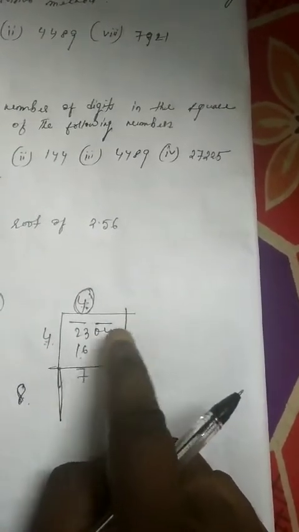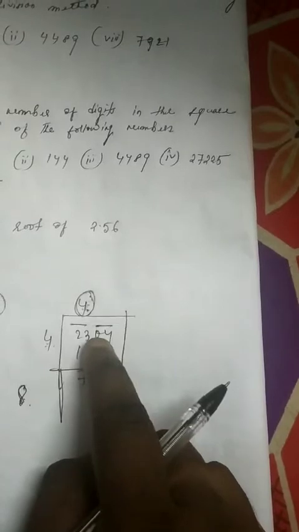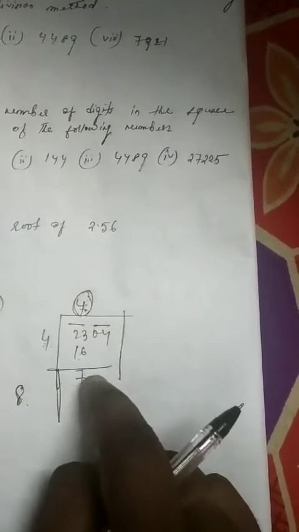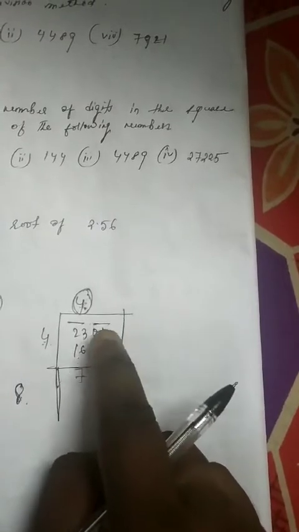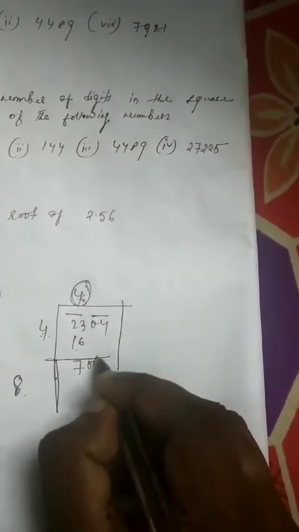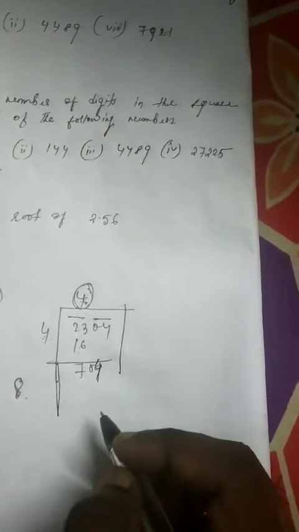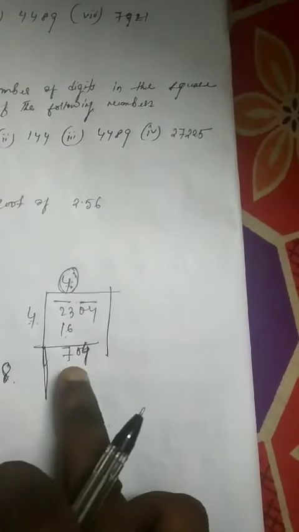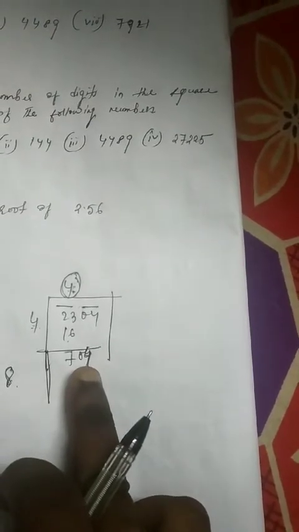So here, the pair of numbers will come down. 0 is a single number, so it cannot come down alone. I have to take the pair of these numbers. Both 0 and 4 will come down. So now I have got 704 over here.